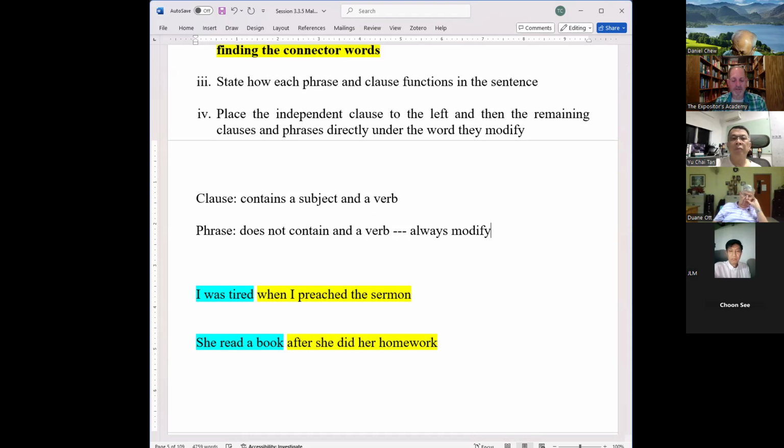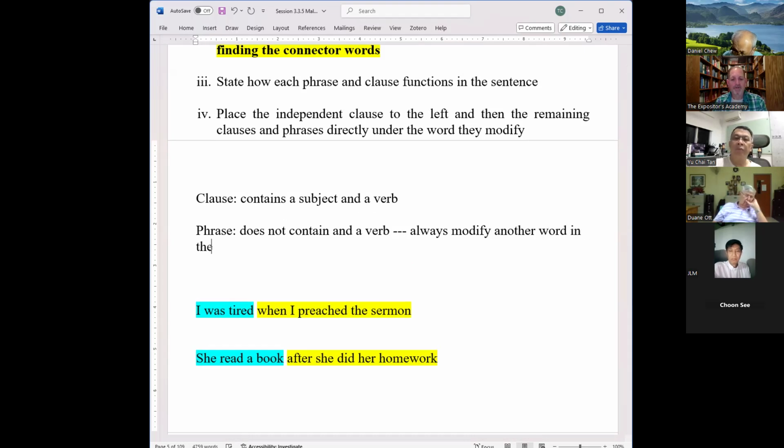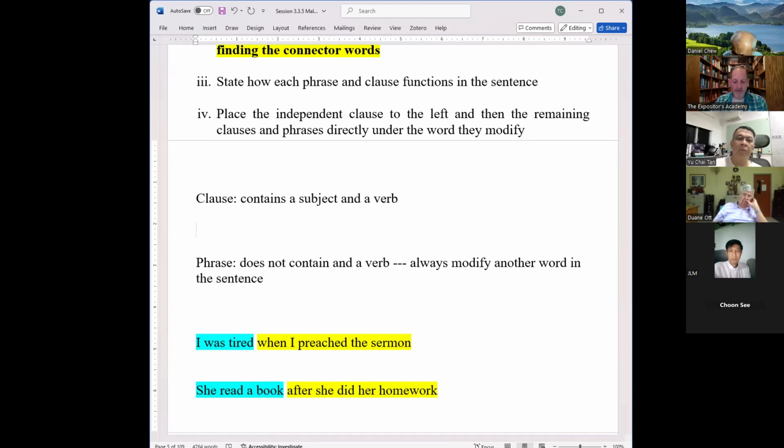They always depend on something else in the sentence. They always modify another word in the sentence. Okay? They never stand alone. Now with clauses, again we had the independent. An independent clause does not modify something else because it stands alone. Right? It gives a complete thought.